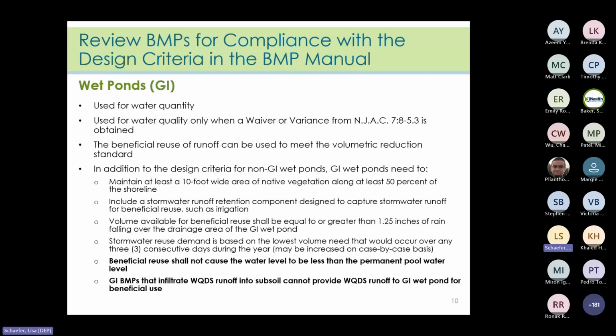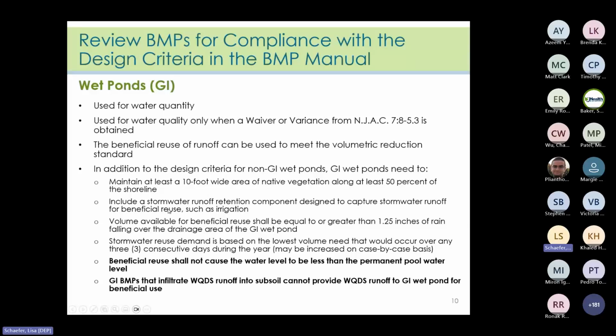But for GI wet ponds, they can be used for water quantity, they can be used for water quality, but only when a waiver or variance is obtained. The beneficial reuse of runoff can be used to meet the volumetric reduction standard. And in addition to the design criteria for the non-GI wet ponds, the GI wet ponds need to maintain at least the 10-foot wide area of native vegetation along at least 50% of the shoreline.